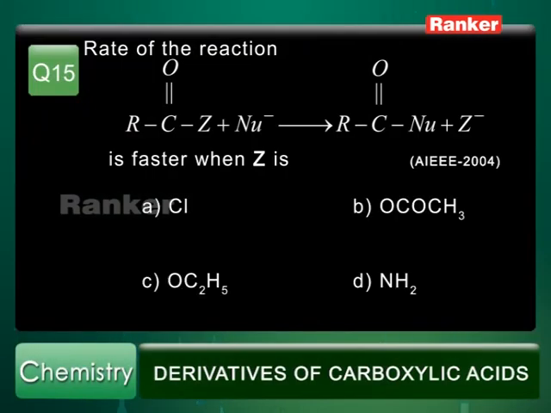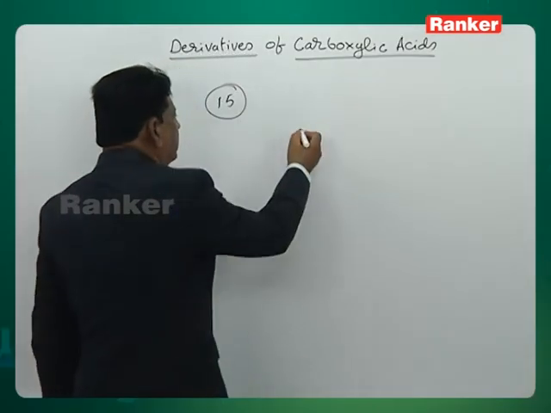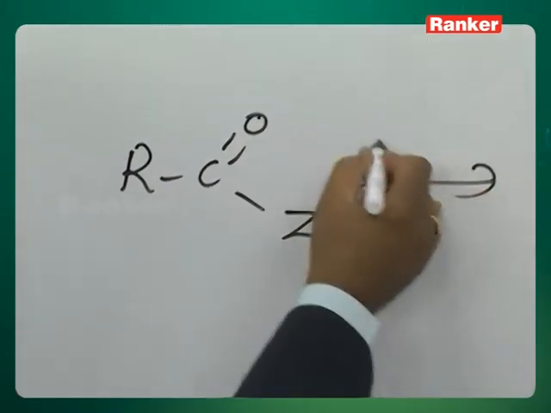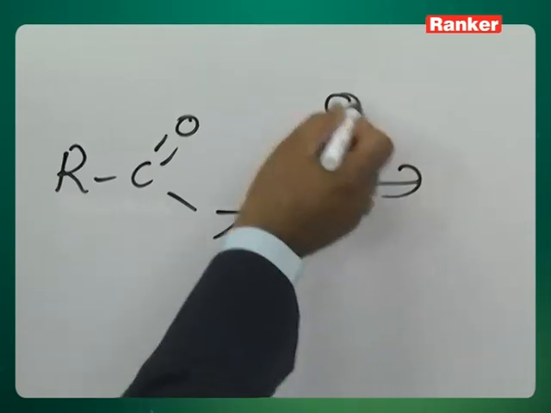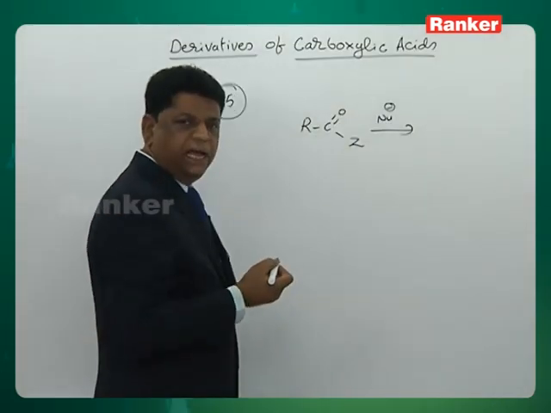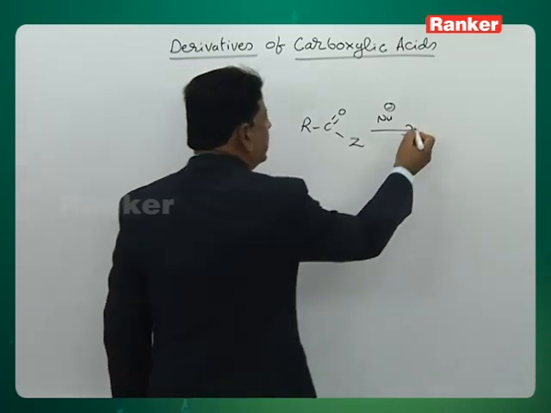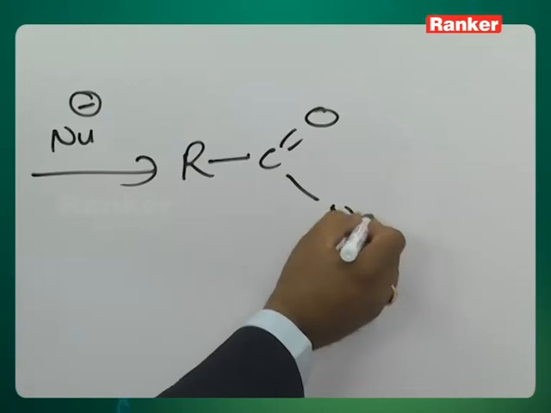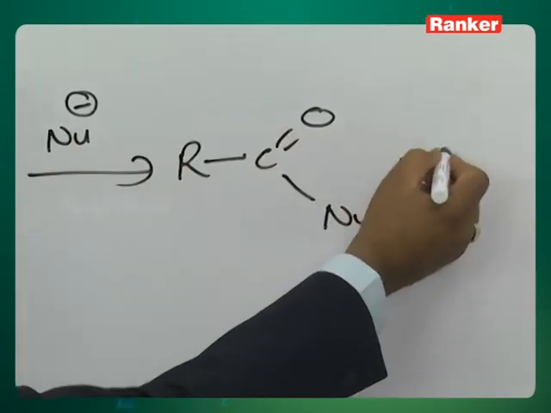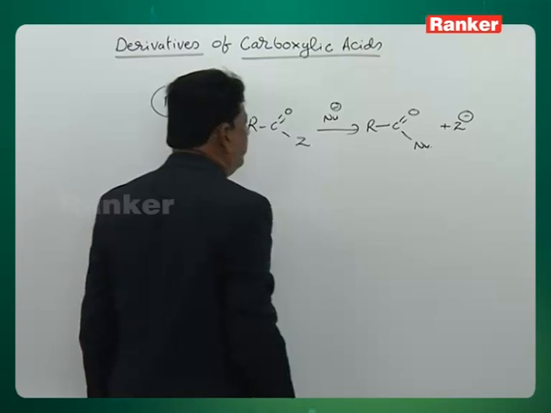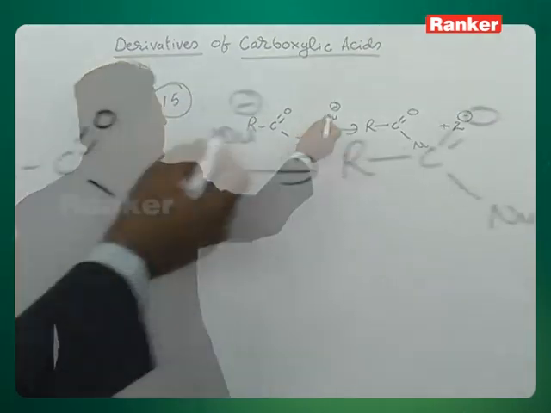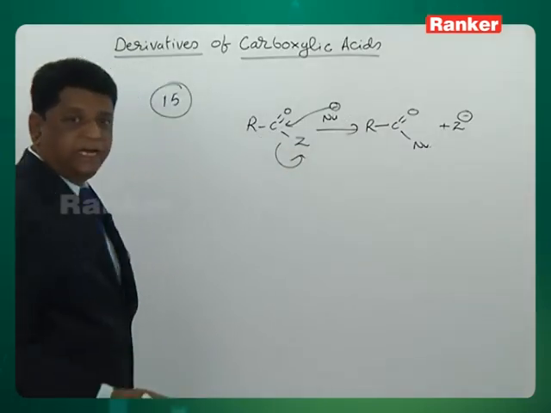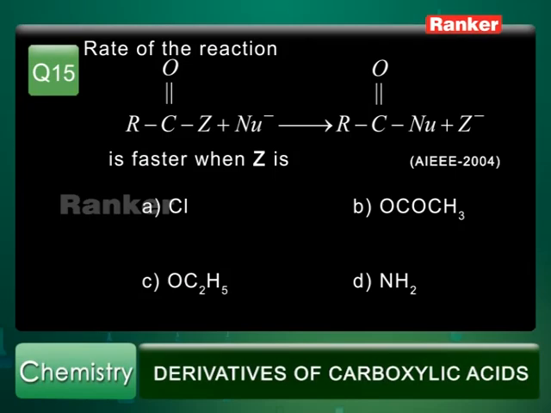The rate of the reaction of a particular compound RCOZ when treated with a nucleophile. The nucleophile is replacing the Z and you are getting RCO nucleophile, and the Z will be out, eliminating as the outgoing group here. So, in which condition does the nucleophile readily replace the Z, then the rate of the reaction will be fast. So, the options are given.